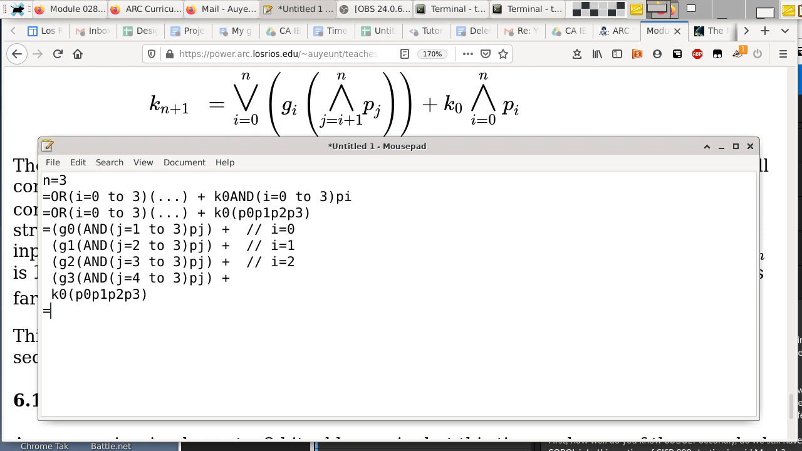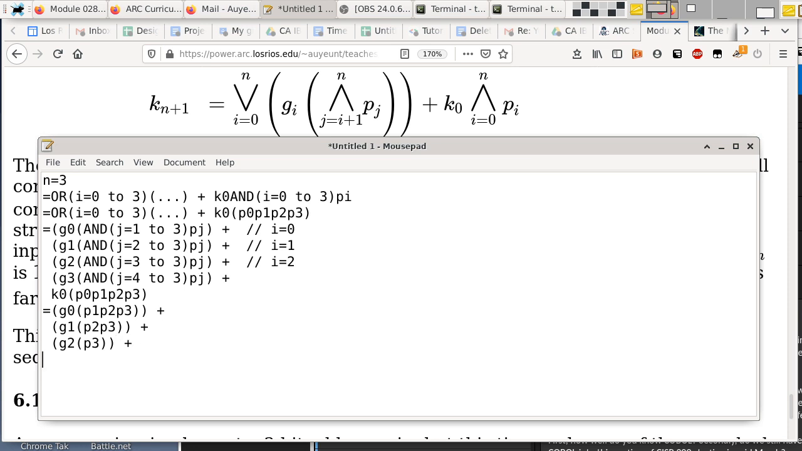Okay, so now we expand everything. We have G0 over here, and because J here is going from 1 to 3, we look at all the PJs, so that's just giving us P1, P2, P3. Okay, so we have an OR. The second line is G1, and J this time is going from 2 to 3, so we only got P2, P3 this time. The next line is when I equals 2, so in this case G2, and then we only got P3 because the index variable J is going from 3 to 3, so it only goes through 1 iteration.